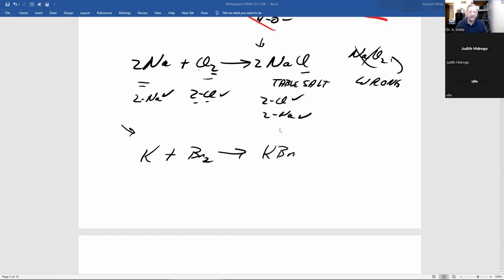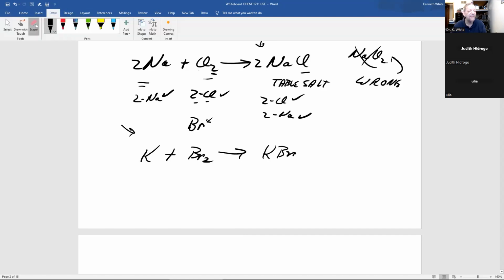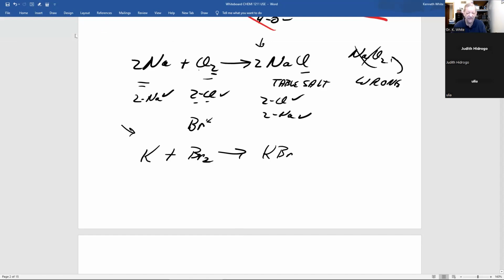One thing I should be clear: it looks like an N, but this is an R for bromine, Br. Sorry about that. You have to get used to my R. It looks like an N sometimes.